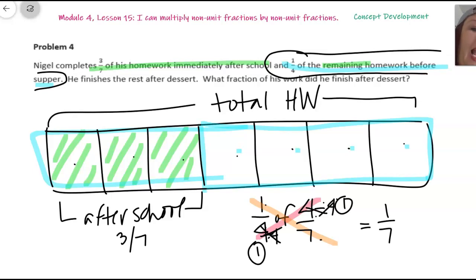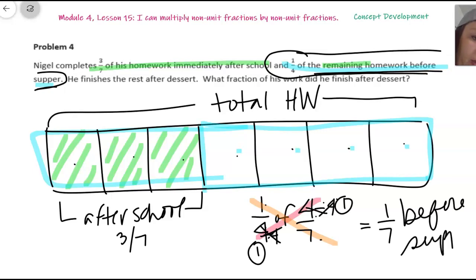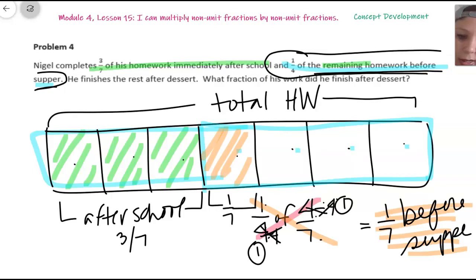And it says, and 1/4 of the remaining homework before supper. So he did 1/7 before supper. So we're going to take that 1/7. These are already broken into 7ths. We're going to call this before supper. So let me shade this part right here, and I'll even label it right here, 1/7 before supper.